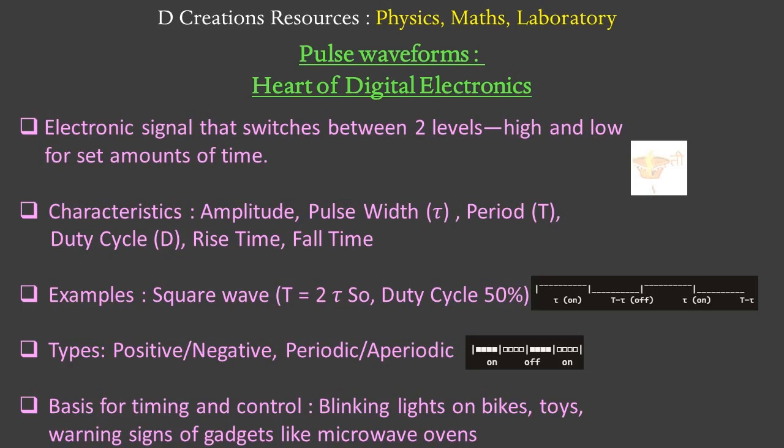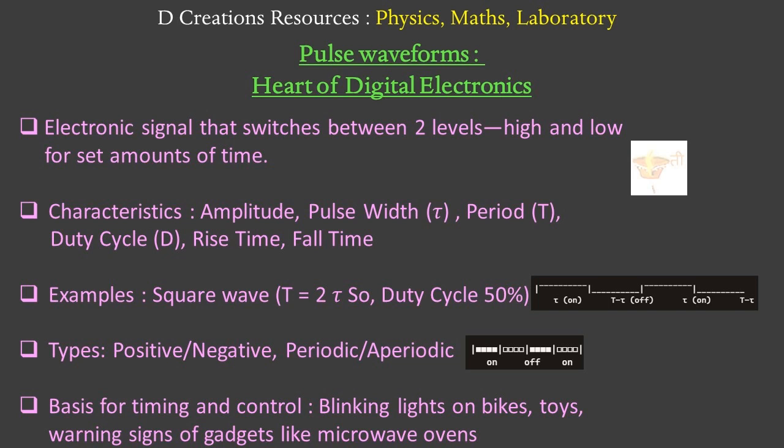defined periods. So you can also say that they are the building blocks of digital electronics, timing circuits, communication systems, etc. Now there are some key characteristics of these waveforms. The first one is the amplitude, the voltage or the current difference between the high and low levels. Then there is pulse width, sometimes denoted by tau, and this is the time duration the signal stays at the high level during one cycle.